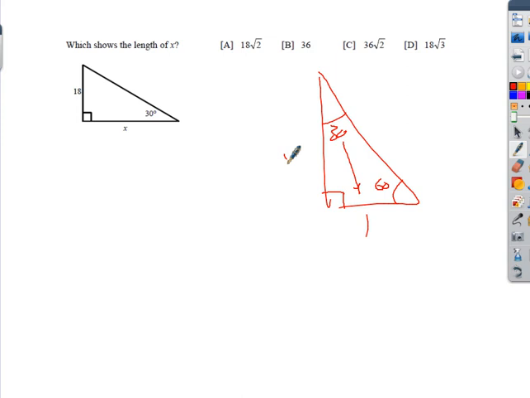Then make sure that you got this thing oriented correctly. 30, this is the short side. I like these. And when they give me the short side to work from, if I want to get the hypotenuse, I double it. If I want to get the long side, the one that's opposite of the 60 degree angle, then I multiply it by the square root of 3. 18 square root of 3.